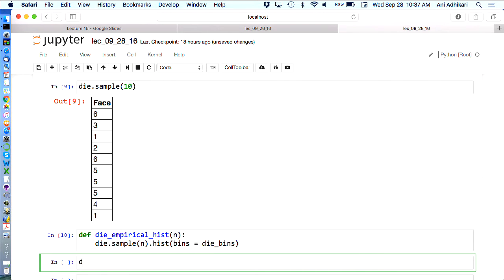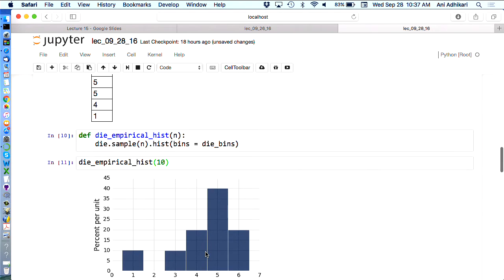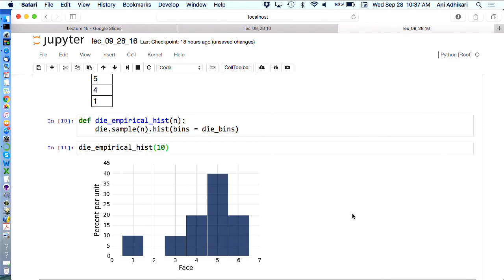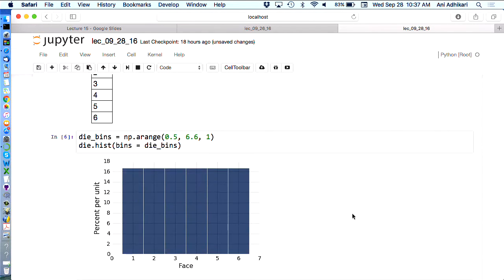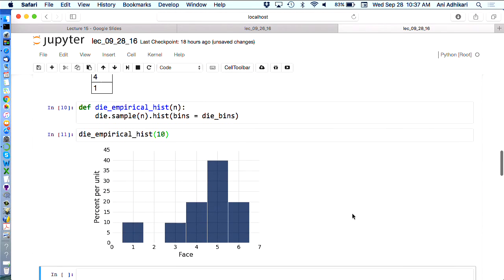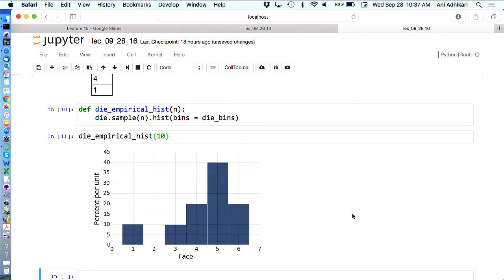Okay, so die empirical histogram. Let's do a histogram. So what it did was it rolled a die 10 times and drew a histogram of those 10 numbers. That's what it got. Does it look like this? It does not. Message 1. If you have a small number of repetitions, your empirical distribution need not look like the probability distribution. Right? When you have a small number of repetitions, the empirical distribution is quite variable.